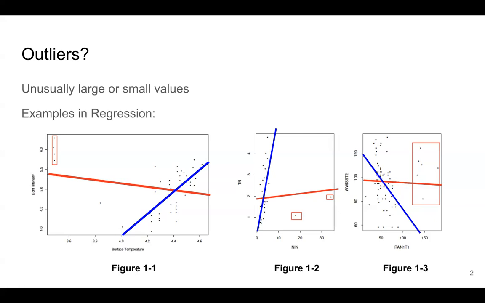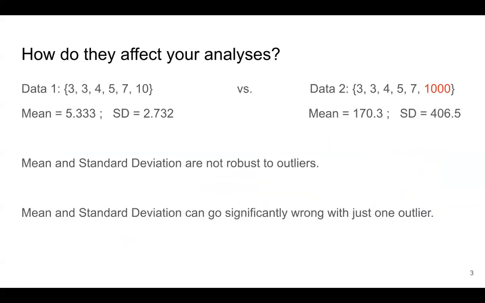The red lines are the fitted lines with the outliers, and the outliers are in the red boxes in the figures. The blue lines are basically the fitted regression line after we take care of the outliers. So how do outliers affect your analysis?